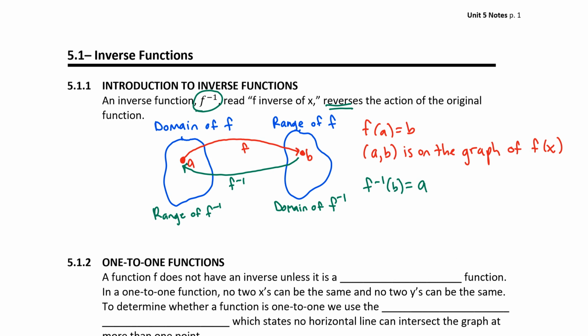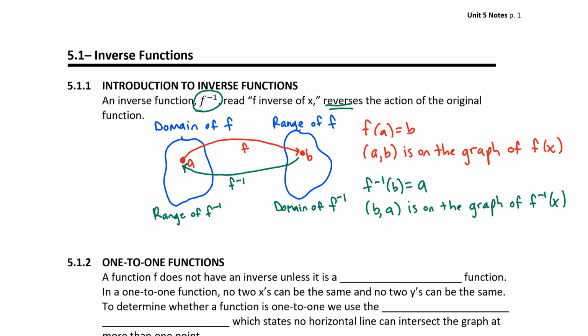Going from function notation to ordered pair notation, we could also make the observation that the ordered pair (b, a) is on the graph of f inverse of x. For example, if our function is f of x equals x plus 5, then the inverse function would be x minus 5. We will see inverse operations paired together in inverse functions.